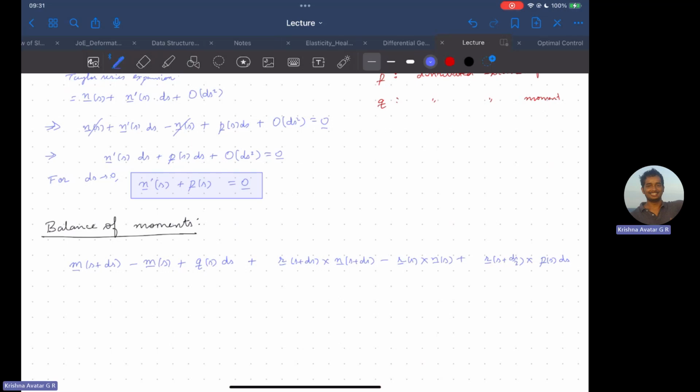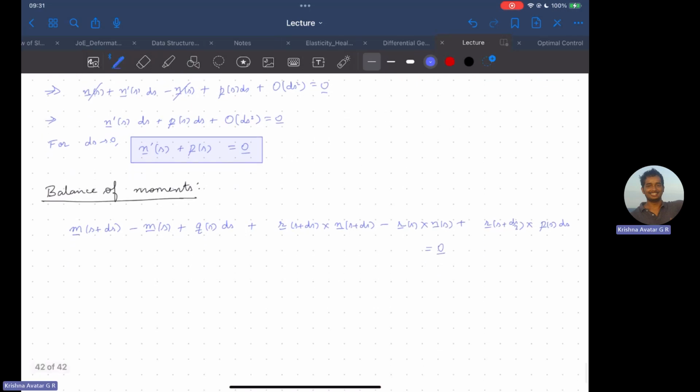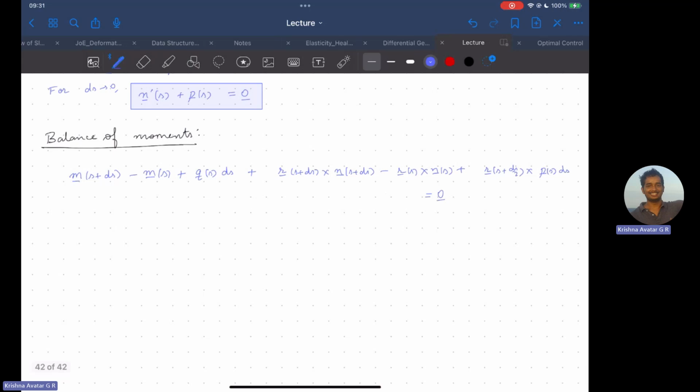So we'll just apply some sort of a midpoint rule. Here there will be a lot of simplifications, so let's do it term by term. This is term 1, term 2, term 3. Number 1 will be m vector of S plus ds minus m vector of S. As you recall, using Taylor series expansion, it becomes m vector prime of S ds plus order of ds squared.